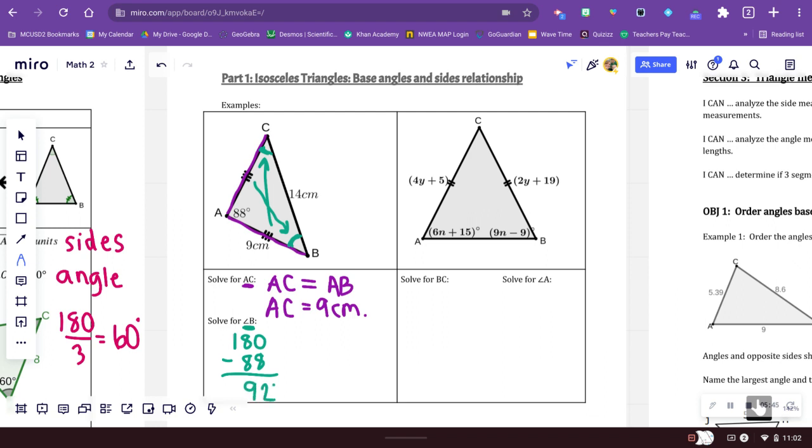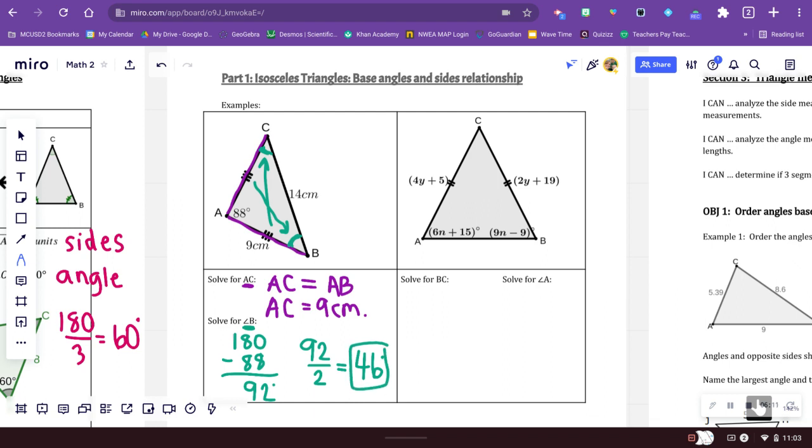So that tells me I have 92 degrees left in this triangle, but I also have two angles left. So I have to take that 92 degrees and divide it by 2. I have to split up that 92 degrees that are left between those two angles. So 92 divided by 2 is going to give me 46 degrees. So angle B is 46.